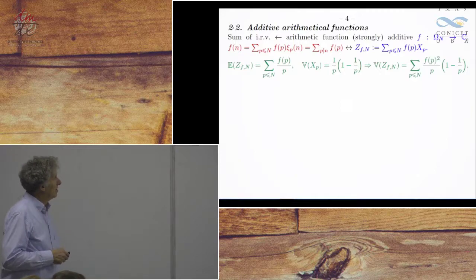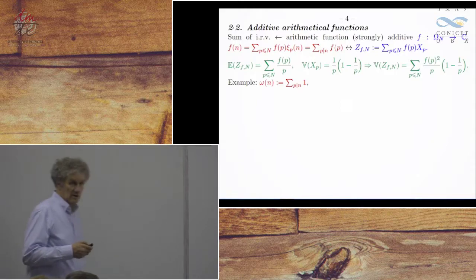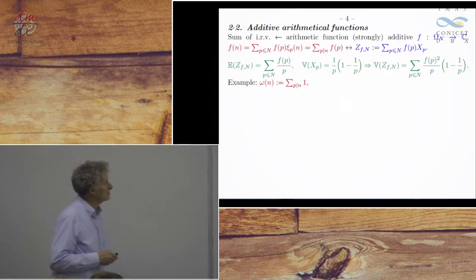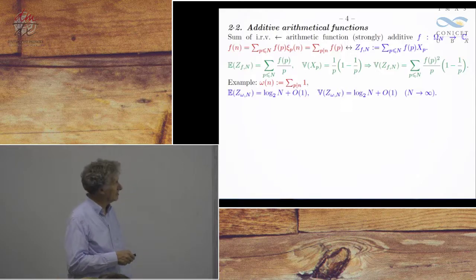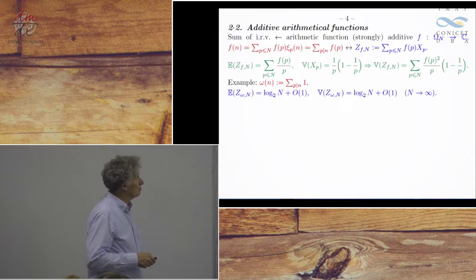Now, the expectation of the model is just the sum of fp over p. The variance of the model is just exactly this. And as an example, we can look at the number of prime factors. I already mentioned this yesterday. The expectation of the model is log n. So this is not log n to the base 2, but log n, for the sake of simplicity of notation. The variance is also log n.